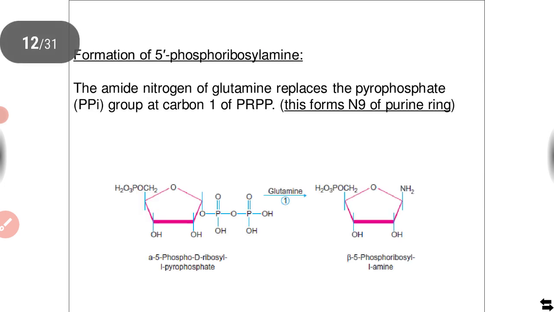Now, as I said, this is the first step of de novo synthesis of purines. You have the activated ribose 5-phosphate, which is PRPP. To this PRPP, at carbon 1, the 2 phosphate groups are removed and the amino group of glutamine is added there to form phosphoribosyl amine. Okay, so this is the first step of de novo synthesis of purines, by the enzyme PRPP glutamyl amidotransferase. This is the rate limiting step of de novo synthesis of purines.